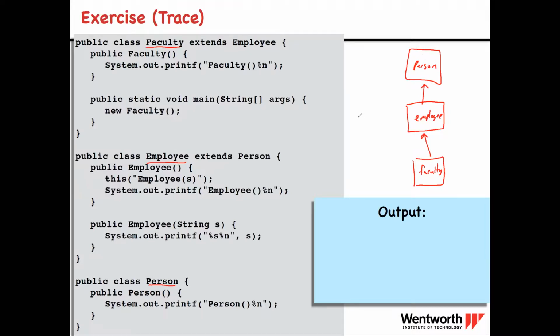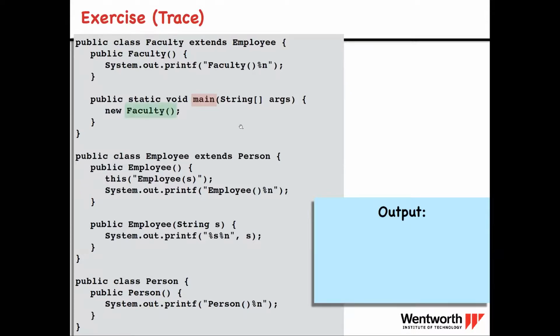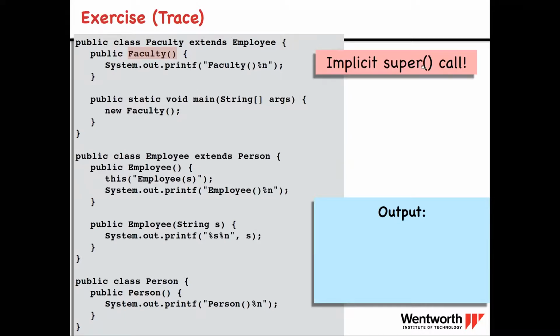So let's start with main, and let's follow through with what happens and get some of the output here. So we start in main, and we create a new faculty. So that brings us up to here. And it has us print faculty, right? No. There's an implicit super call. Every single constructor has a call to super as the first line, even if you don't write it in. Otherwise, you can call this, which is what's going to happen in the next class. So we have an implicit super call that Java added in for us. When we call super with no arguments.